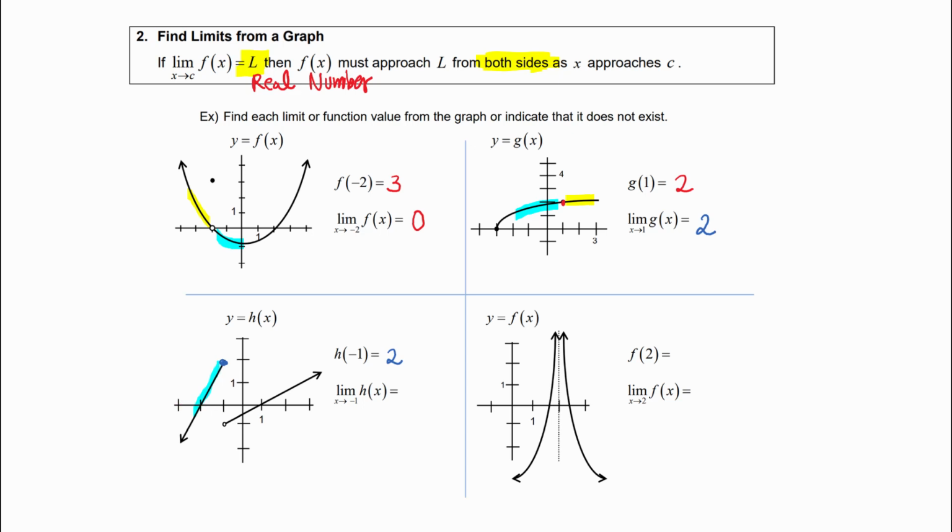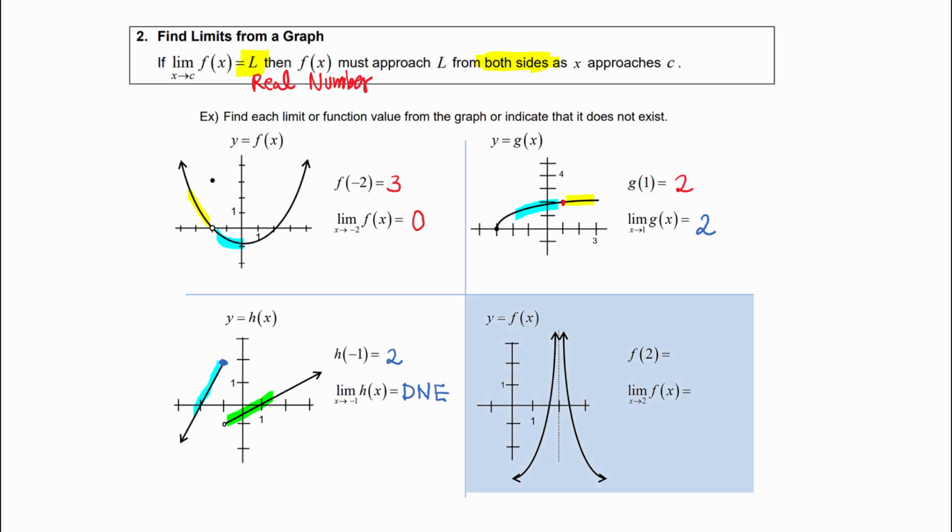How about from the right? As x approaches -1 from the right, I need to follow the function value from the right, and it is trying to reach that hole. And the value of the hole is -1. Since the left limit is 2 and the right limit is -1, we can conclude that the limit as x approaches -1 of h of x does not exist.